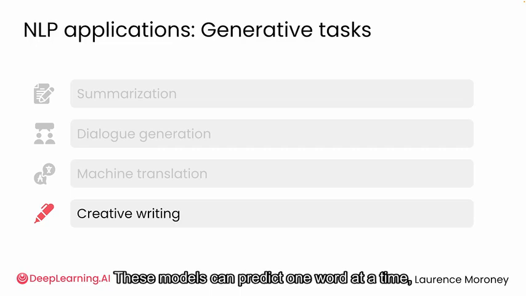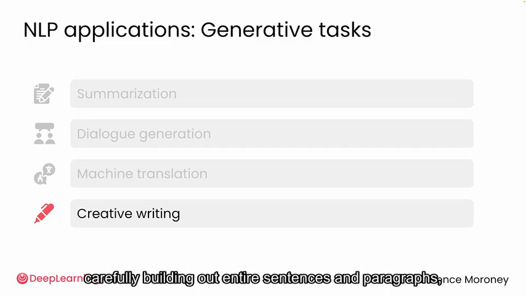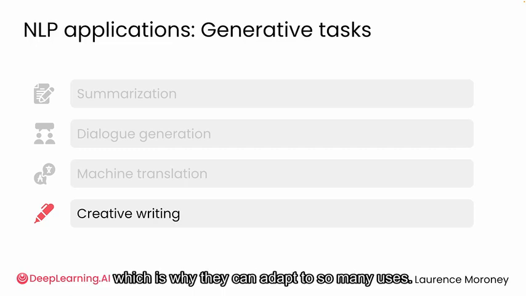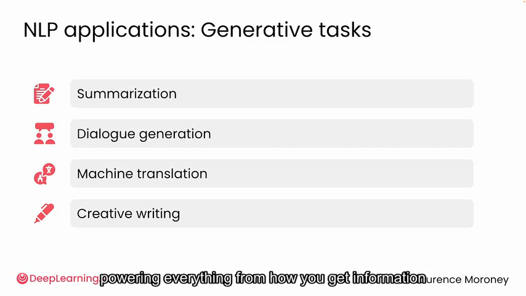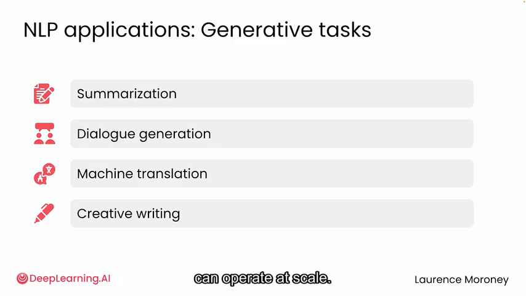These models can predict one word at a time, carefully building out entire sentences and paragraphs, which is why they can adapt to so many uses. Taken together, these areas show just how versatile NLP has become, powering everything from how you get information to how you communicate to how businesses can operate at scale.